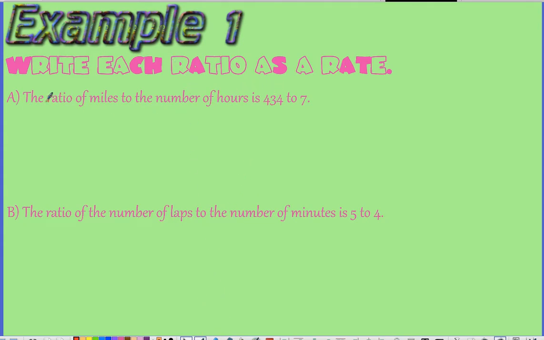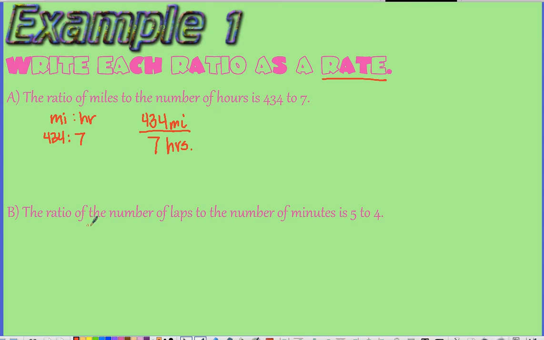So we have the ratio of miles to the number of hours. Miles to hours is 434 to 7. And we want to write that as a rate. So remember, we have to have that "per" in there, and we have 434 miles per 7 hours. So remember, when we write it as a rate, it's always in fraction form.